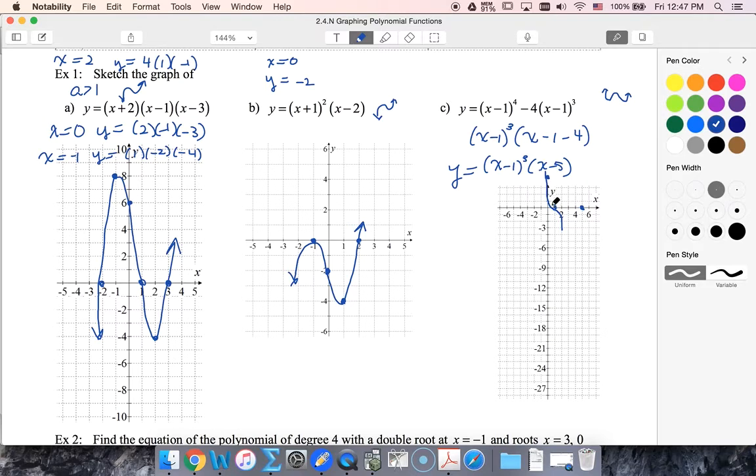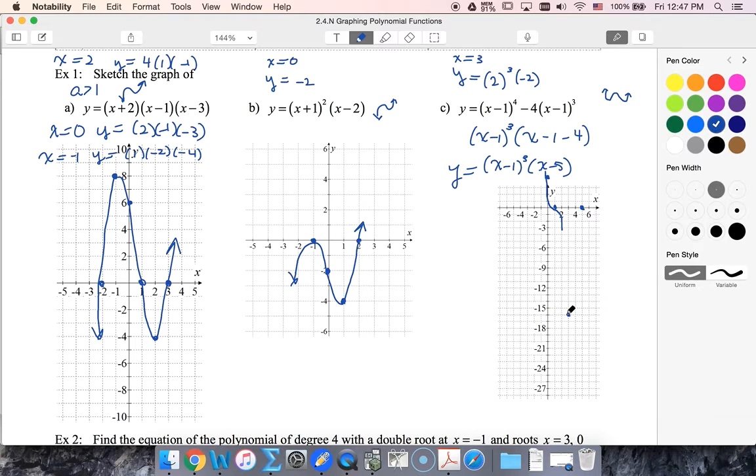So somewhere in between 1 and 5, I'll reach my minimum value. Between 1 and 5 exactly is 3, so I'm going to test that one out. When x is equal to 3, my y value is going to be 2 cubed times -2. So that's like 2 to the 4th. So when x is equal to 3, I'm going to get -16.